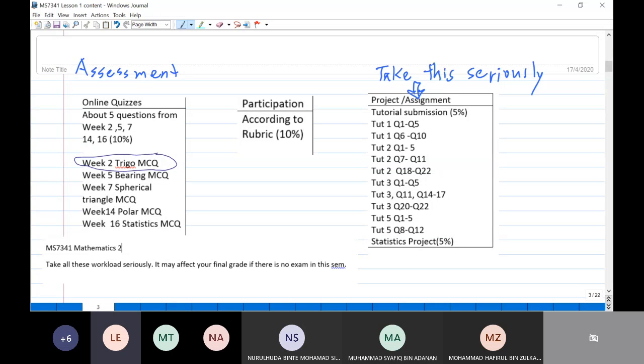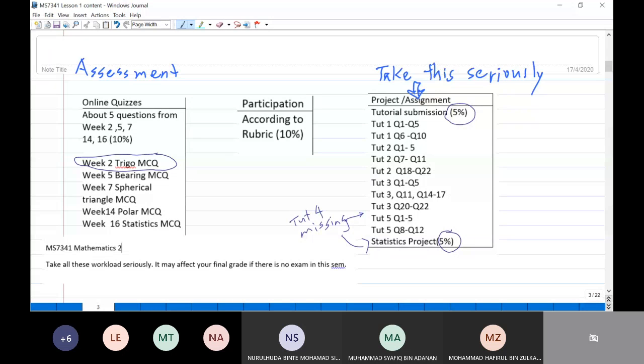So I have altogether tutorials 5%, and then there's a project also 5%. Statistic project. So you find that there is no tutorial for topic 4, right? Tutorial 4 missing. Why is it missing? Because it's replaced by a project now. So the project is actually the tutorial 4 one.